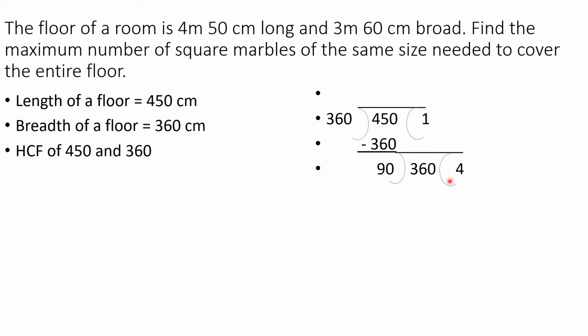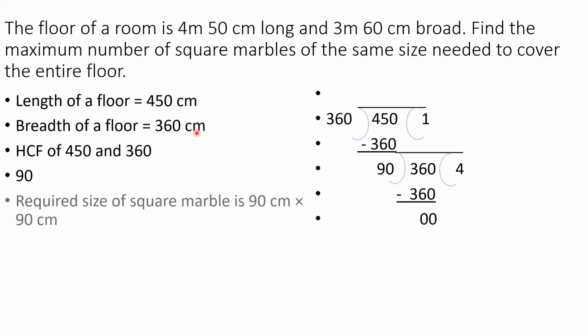So it is fully divisible. Yes, 90 4s are 360. It means our HCF equals 90. 90 what? Centimeter. And square marble. Square marble means we have to find out the area of that marble. So the required size of the square marble is 90 into 90 centimeter.